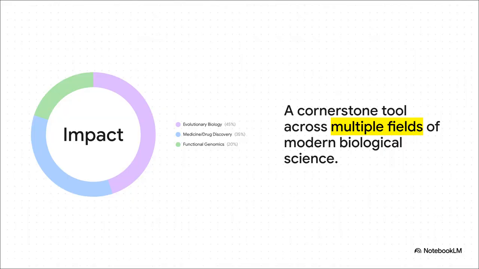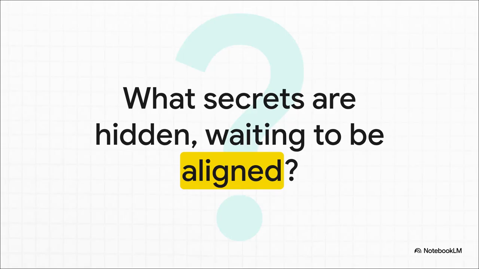And its impact is just massive. You can see it's a total cornerstone for evolutionary biology. It's absolutely critical for discovering new drugs and medicine. And it's vital for functional genomics, which is basically the field trying to figure out what all of our genes actually do. So from tracing our ancient past all the way to designing the medicines of tomorrow, sequence alignment is really our microscope for reading the book of life.